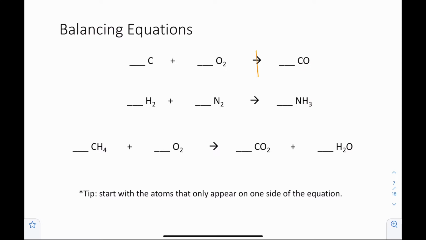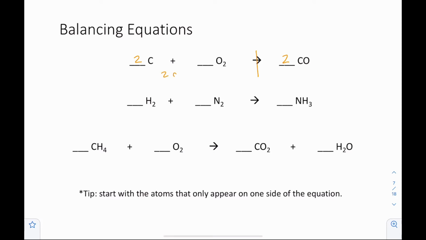So I'm going to fix that by putting a 2 coefficient, and this means 2 oxygens on the right side. We now have 2 oxygens on the left and 2 oxygens on the right, so it's balanced. Now this coefficient 2 also means that we have 2 carbons on the right side. So I'm going to fix the other side by putting a coefficient of 2 on the left side as well.